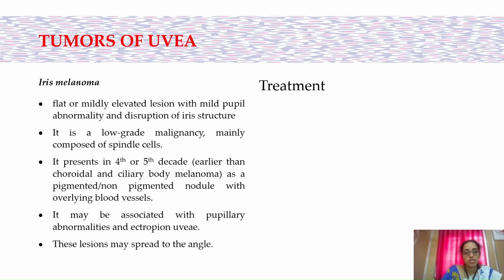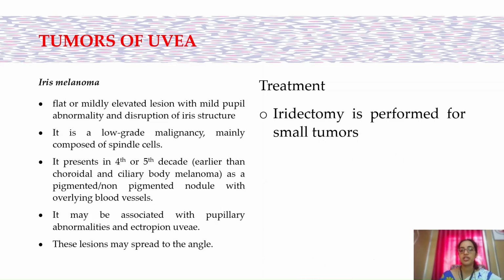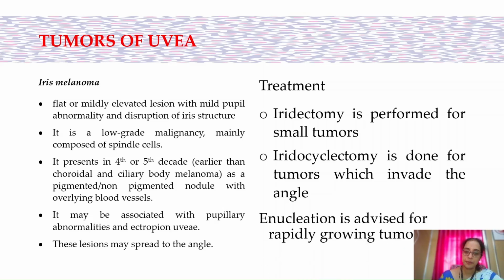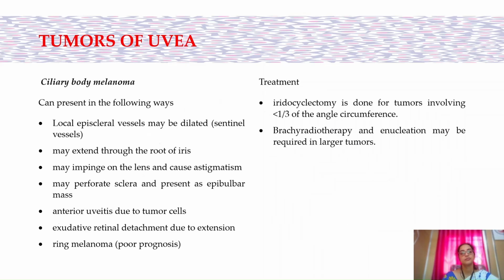It may be associated with pupillary abnormalities such as ectropion uveae, and these lesions may spread through the angle. The treatment depends on how much of the iris is involved. Sector iridectomy is performed for smaller tumors. If the tumor is large and invading the angle, you have to perform an iridocyclectomy. If it's a rapidly growing tumor which is progressing posteriorly, enucleation is advised.